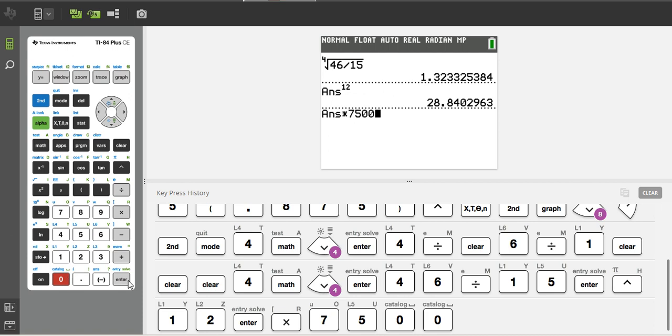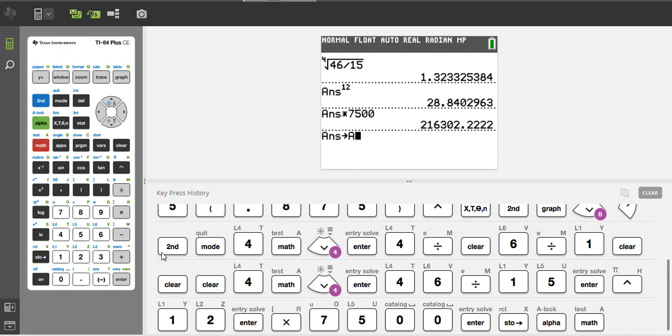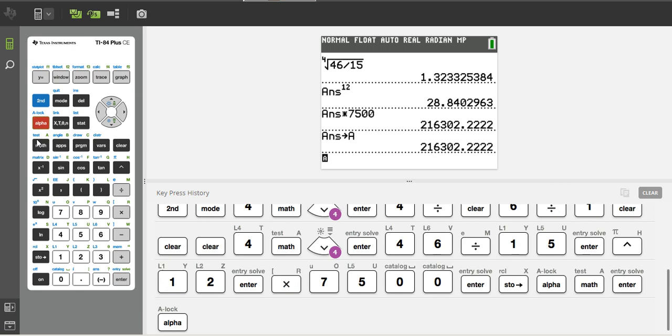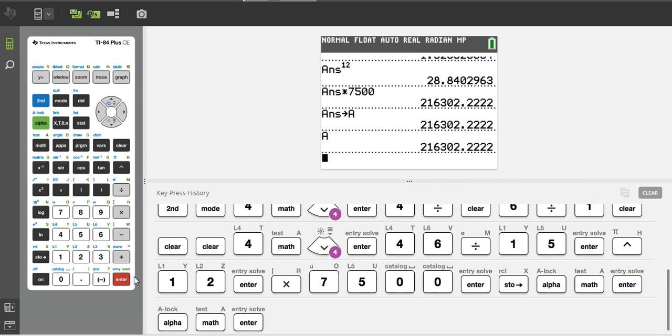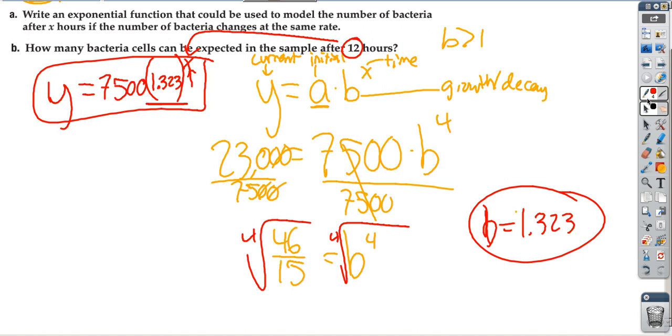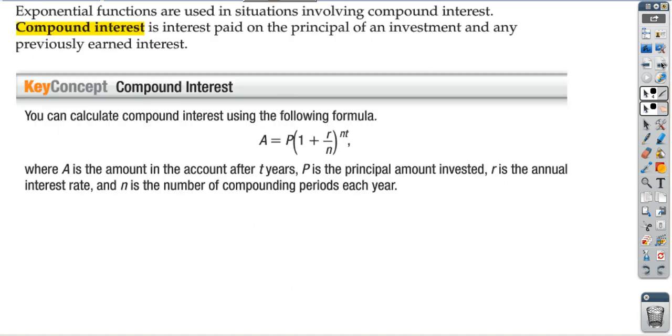If you want to avoid rounding things too early, like let's say I want to store that number, I can hit STO, that button that just lit up, and then alpha, and then store it as a letter, like the letter A. Now every time I press alpha A, it brings up that number. So it's a good idea to store exponents when you're doing those. So 216,302 bacteria after 12 hours. That's how fast those things grow, and that's generally what's true with exponentials.